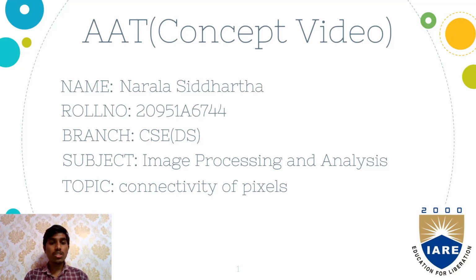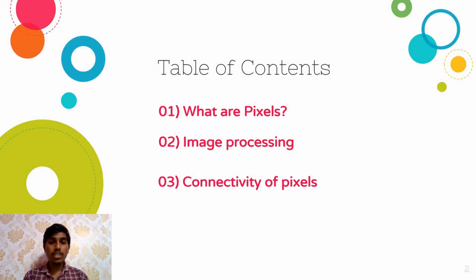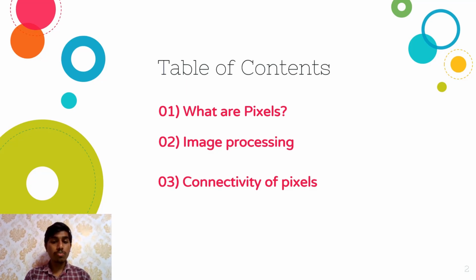So today my subject is image processing and analysis. I'm going to discuss the connectivity of pixels. So let's start. I mainly divided the content into three parts. In the first part, I'm going to discuss what pixels are and give a basic idea about them. In the second part, I'm going to discuss image processing and various image processing techniques that are used nowadays. In the third part, I'm going to discuss the connectivity of pixels, which is nothing but the neighborhoods and the relation between the neighbors of the pixels. So let's start.